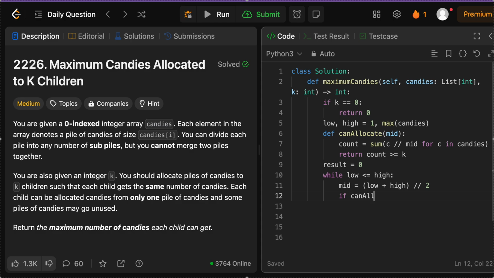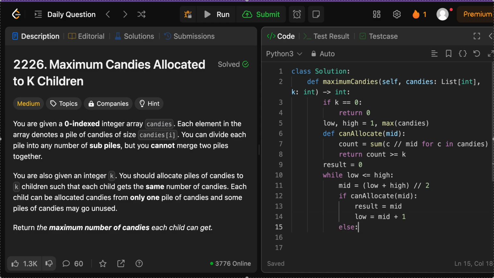Now, if we can actually allocate mid candies equally to all of the k children, meaning if this is true, but in Python, you don't even need the equal to true. It's redundant. You can just go like this to check. We're checking if it's possible to distribute mid candies per child equally for all k children using this helper canAllocate function that we defined on line 6. And if it's possible, great. This is our new maximum value. So we'll update result to now be mid, and then increase our search range value of low to be mid plus 1. Right? Basically, if mid is feasible, we want to update result with a larger mid and then try a potentially larger mid by increasing the low value, right?